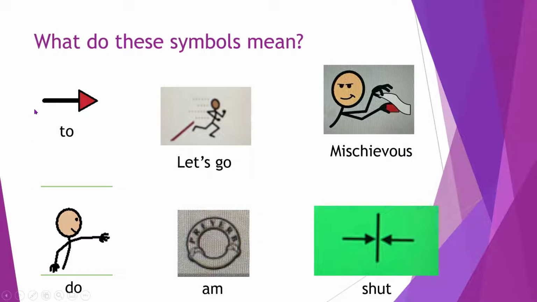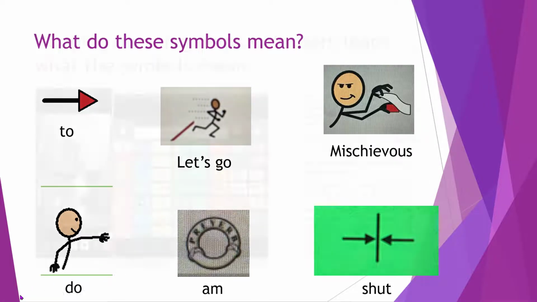As you can see, this one on one of our communication systems means to. This one means let's go. This one stands for mischievous. This one is do, which I've seen other symbols for do. This one is actually am, and this one is shut. Now, those were not self-explanatory. We did not know what those meant just by looking at them.